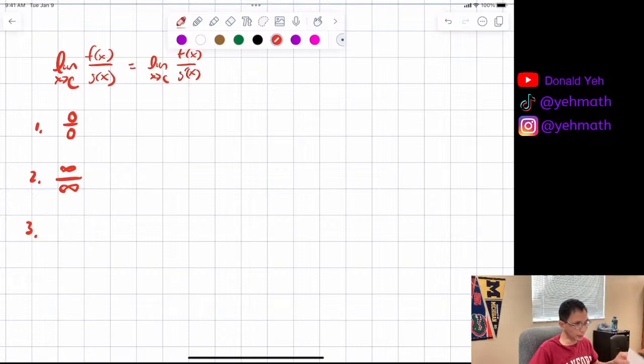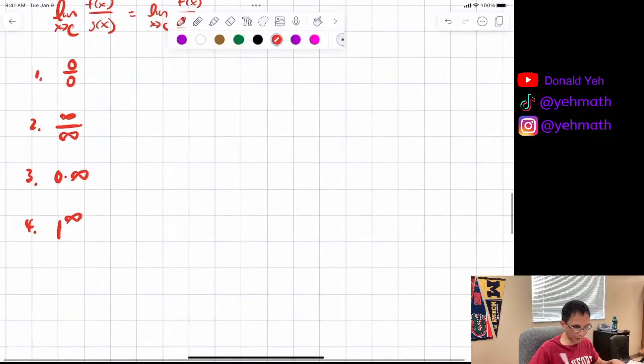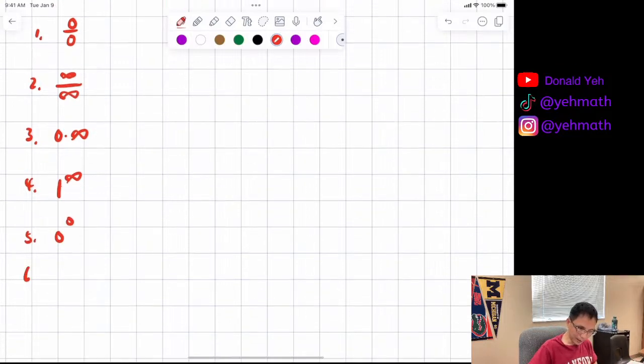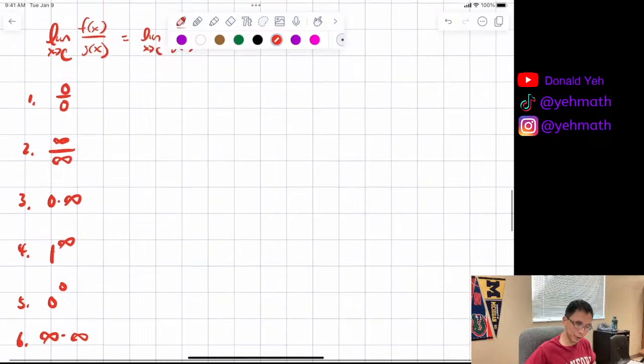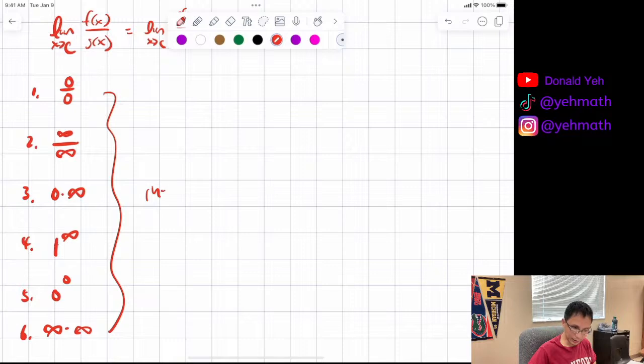The third one is going to be 0 times infinity. The fourth one is going to be 1 to the infinity, which we did the other day when we got a value of Euler's number. Five is 0 to the 0. And six is infinity minus infinity. So those are all indeterminate forms. On the AP exam, you're only going to see this.